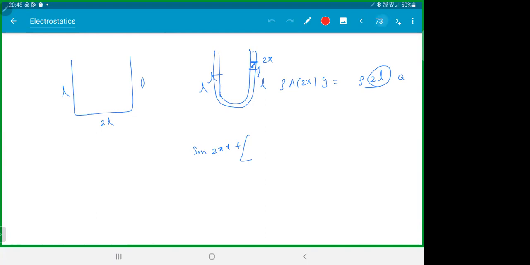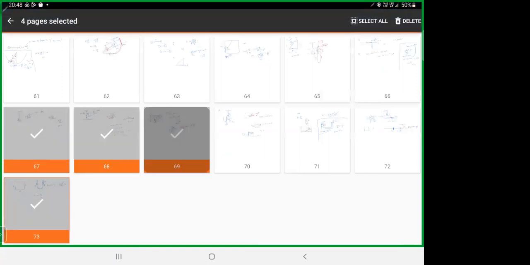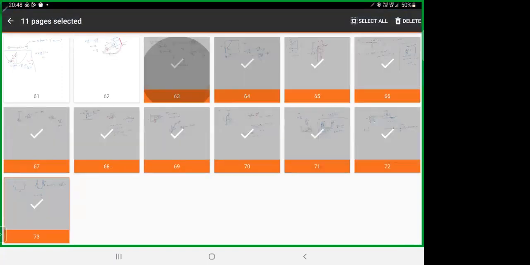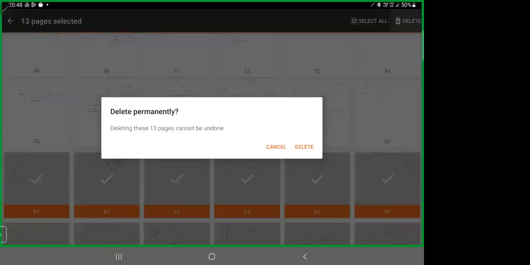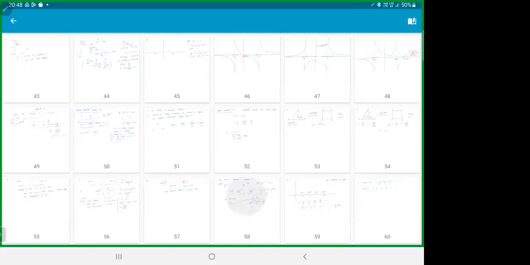Hope everyone went through the notes. The last thing we did was the potential and field due to point charges. Perfect.